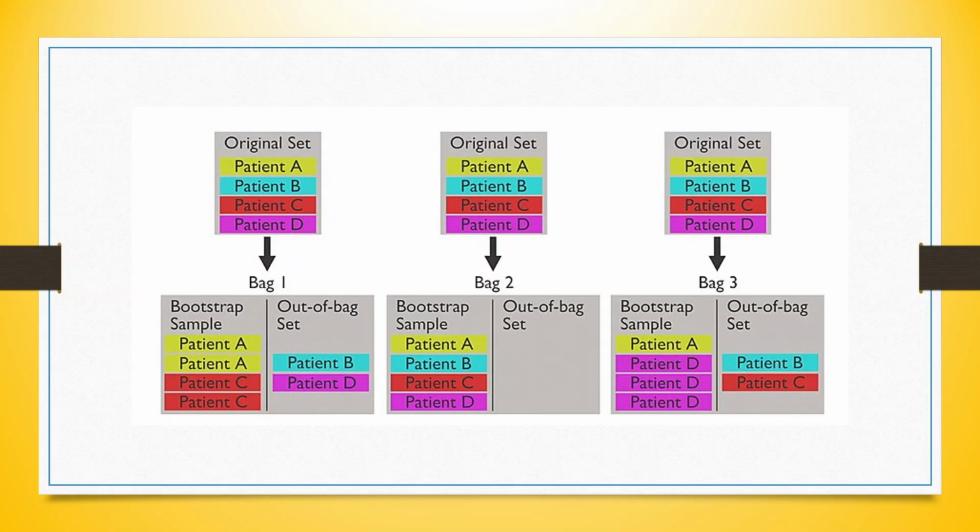You can see here the original set consists of A, B, C, D. In the bootstrap sample, in the first bag, we had considered patient A and patient C. So when we do the prediction for patient B and D, it is known as out of bag prediction. Similarly, in bag 2, patient A, B, C, and D all were studied. So there is nothing to be done in the out of bag set. But if I talk about bag 3, patient A and D were considered. So when we do the prediction for patient B and C, it is out of bag prediction.